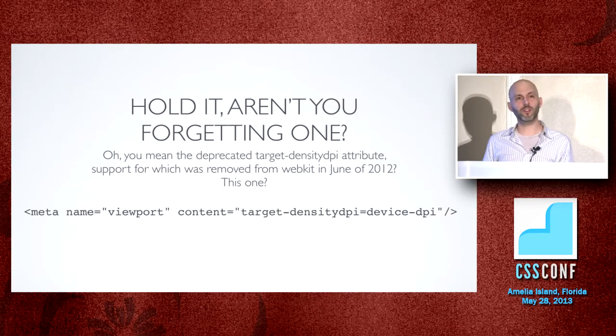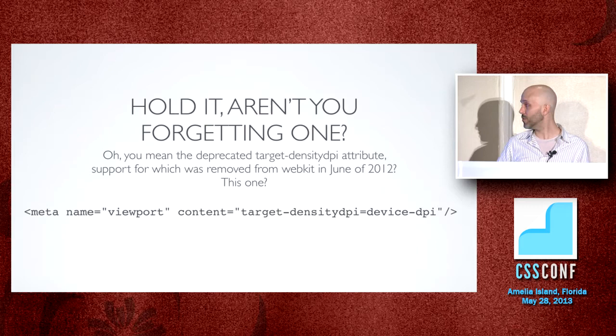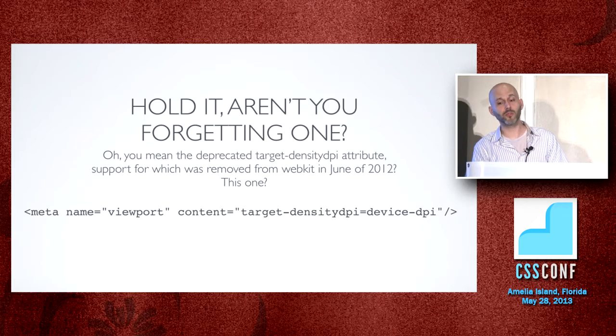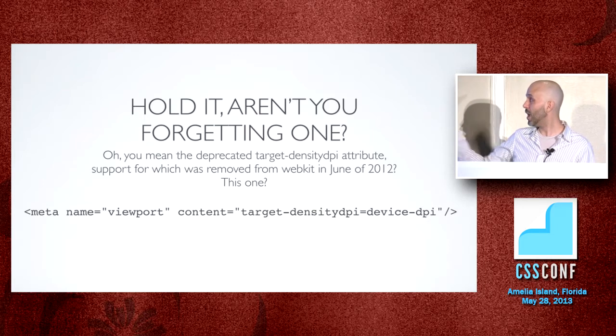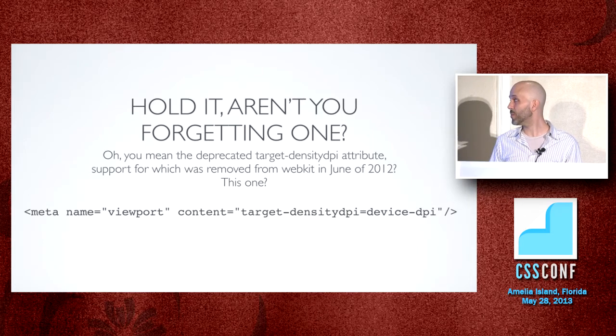What about the Target Density DPI? If you've ever developed for mobile, you've run up against this one. Everyone says that just like width equals device width, you should set it to device DPI and all your problems will go away. Your problems will not go away. For one thing, that is a deprecated attribute. It was removed from WebKit by Apple last year, and I can only assume that future versions of Android will also drop support for it, I guess.